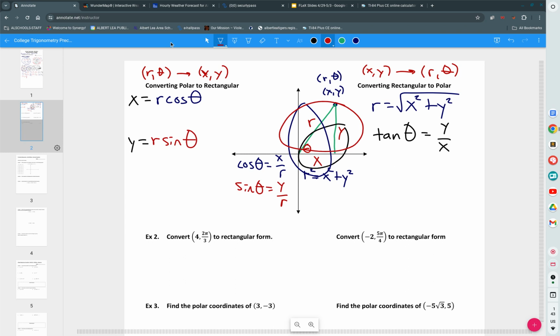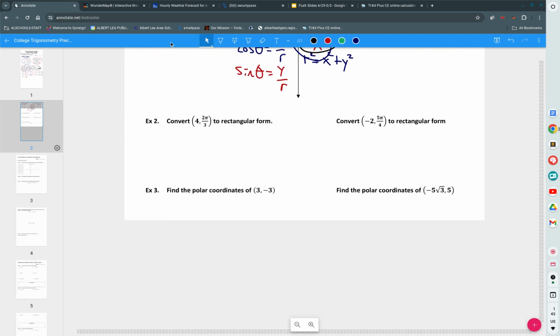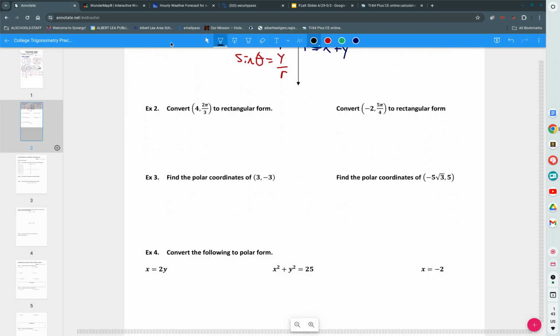So today we're just going to make use of those with these examples, and we'll be done. The first problem says convert 4, 2 pi over 3 to rectangular form. So this is currently r theta, and we want to convert it to x and y. In order to do that, we know that x is equal to r, which is 4, times the cosine of theta, or 2 pi over 3. And the y value will be equal to 4 times the sine of 2 pi over 3.